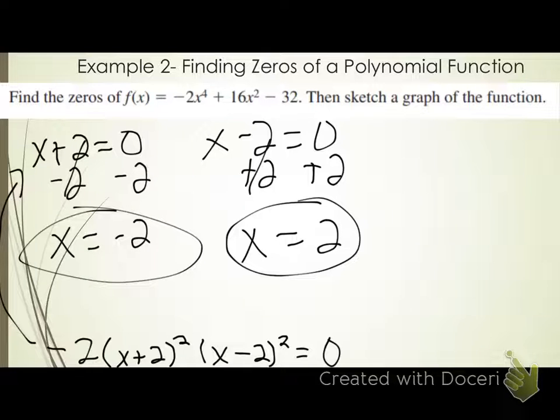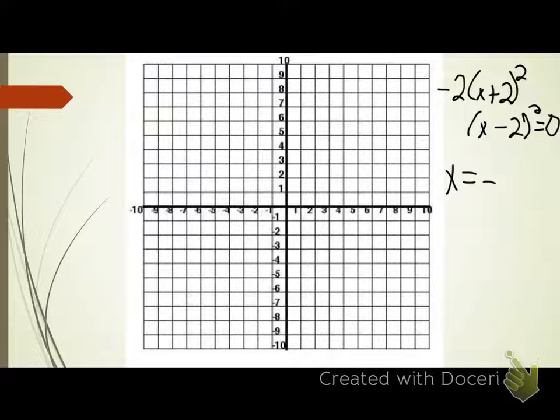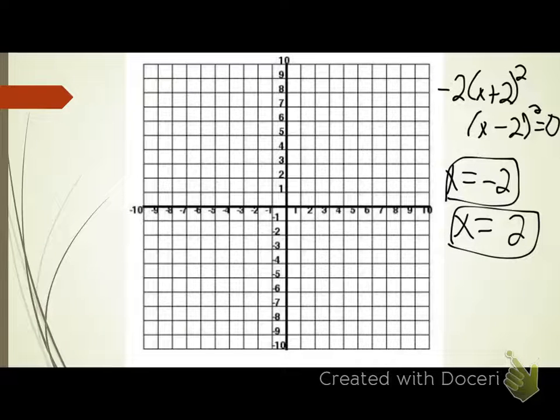So now I need to sketch the graph of my function. So I've got negative 2, x plus 2 squared, times x minus 2 squared equals 0. We said x equals negative 2, x equals positive 2. That's just all the information we gathered from solving the equation, right? So I'm going to put a point at negative 2 and a point at positive 2, because I know that's where my graph is either touching or crossing the x-axis.